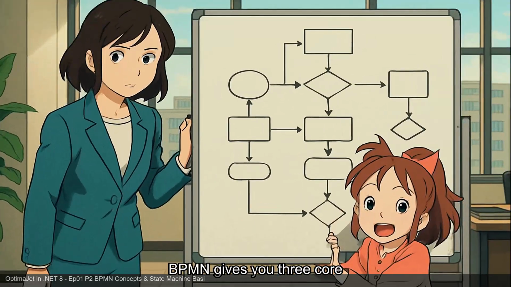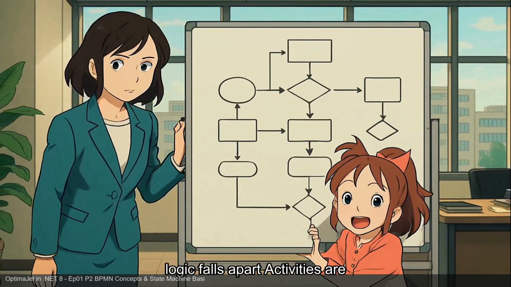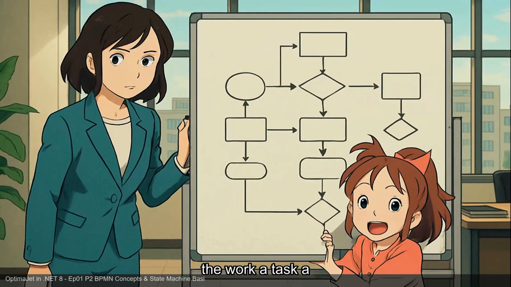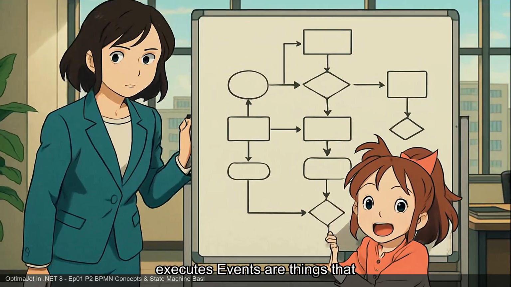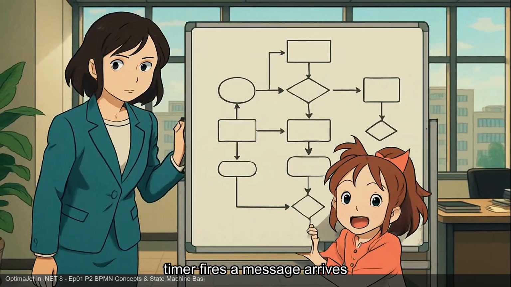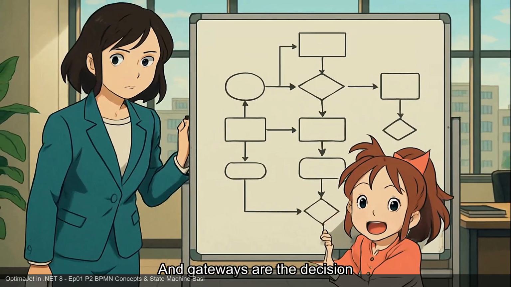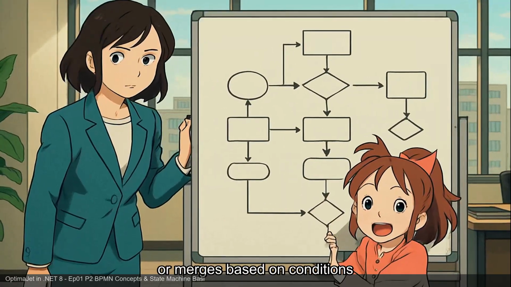BPMN gives you three core building blocks, and mixing them up is where most workflow logic falls apart. Activities are the work, a task a human completes or a system executes. Events are things that happen. A process starts, a timer fires, a message arrives. And gateways are the decision points, where your flow splits or merges based on conditions.